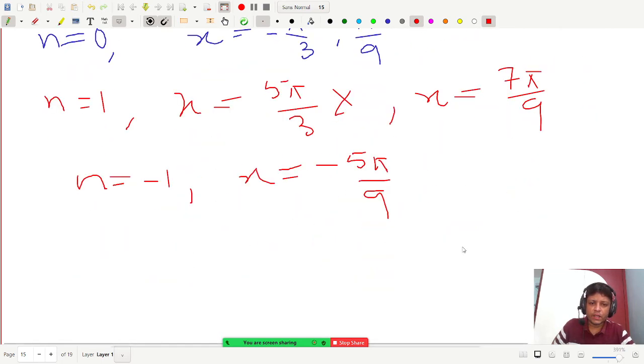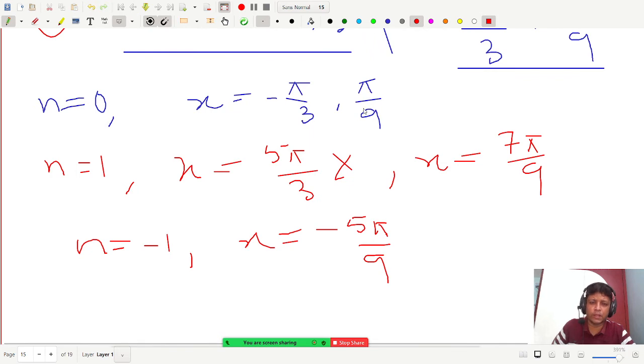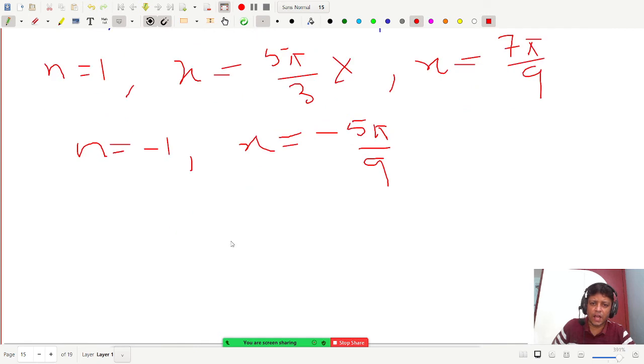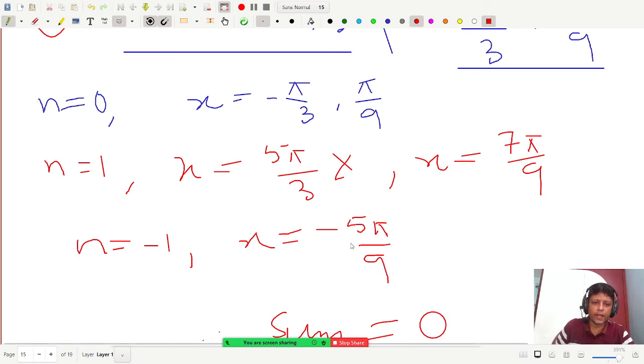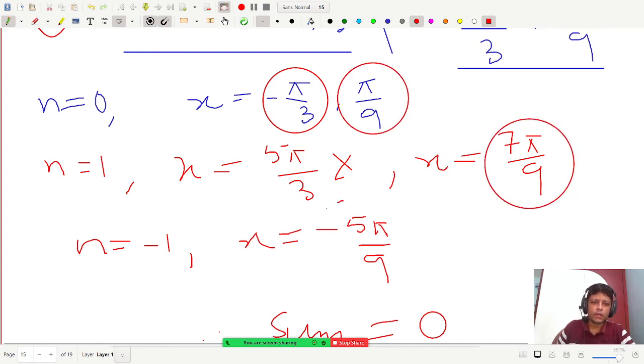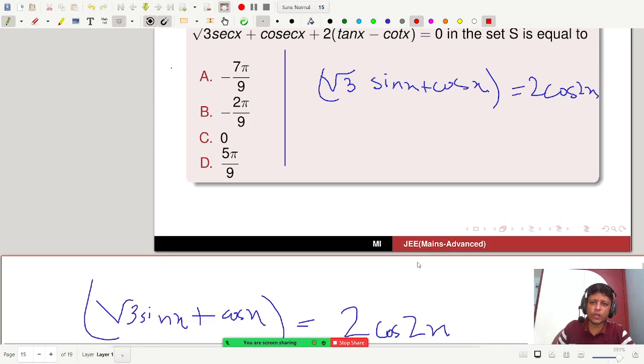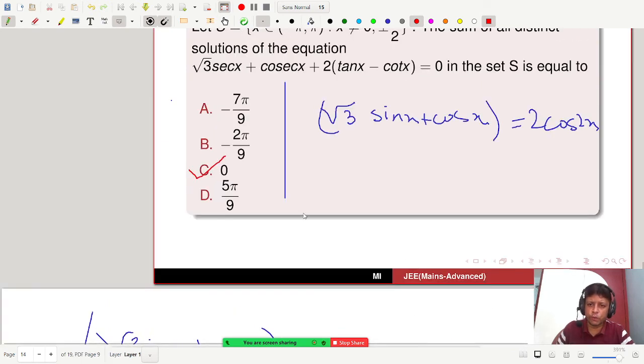Now what is the sum? You take the sum of these values: minus π/3, plus π/9, 7π/9, minus 5π/9. Minus 5π/9 plus 7π/9 will be 2π/9. 2π/9 plus π/9 will be 3π/9, that is π/3. π/3 minus π/3 will be 0. So your sum will be 0. You are adding these four values only. So your answer will be 0. So where is the option? Your option will be C.